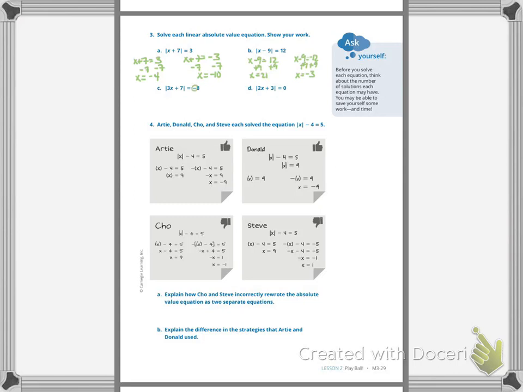Can't have a negative distance that we're equal to. No solution. My next one, 2x plus 3, I can't have a negative or positive 0, so I only have to solve one equation in this one. So then I have 2x is equal to negative 3, divide by 2, negative 3 over 2.